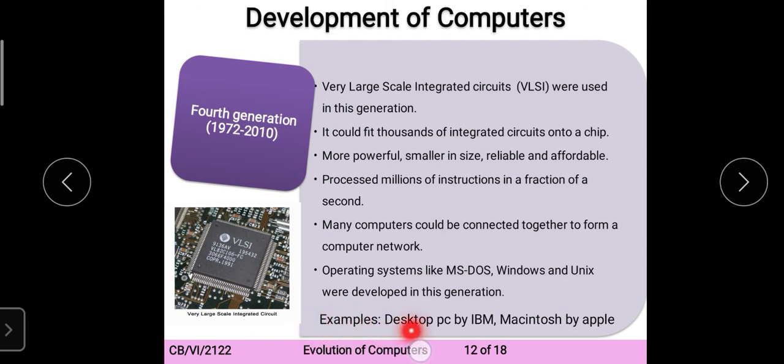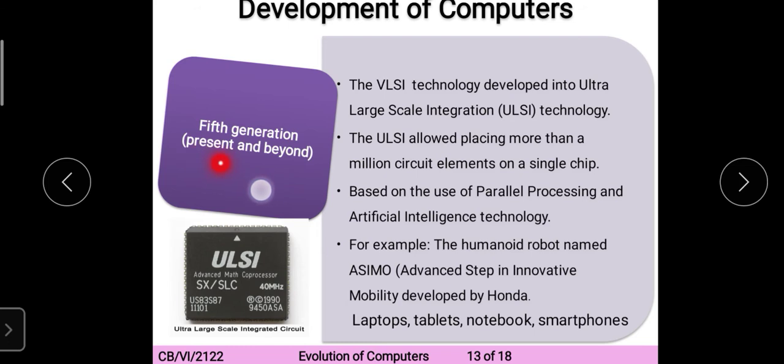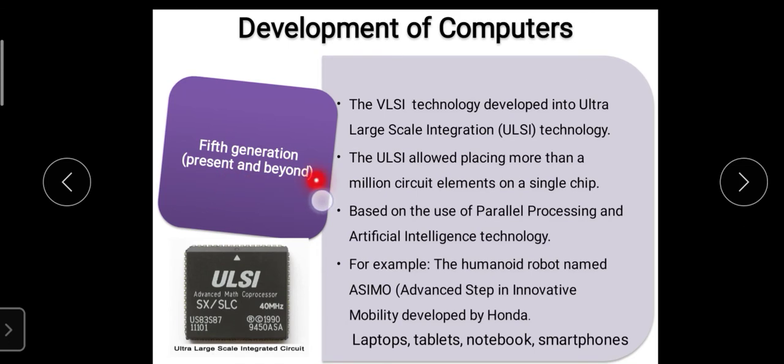Examples: desktop PC by IBM. The PC was invented by IBM, which we used earlier, that was not LED. Then Macintosh by Apple. This is the fourth generation. The last generation of computer is the fifth generation, present and beyond, developed in 2010.